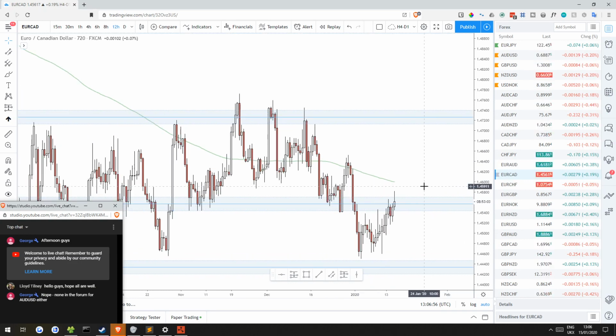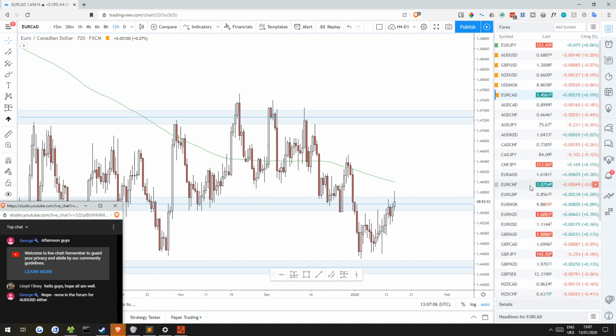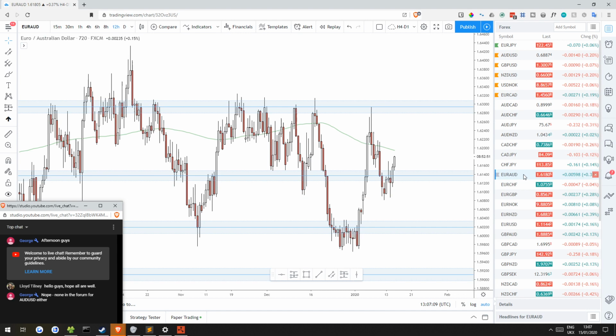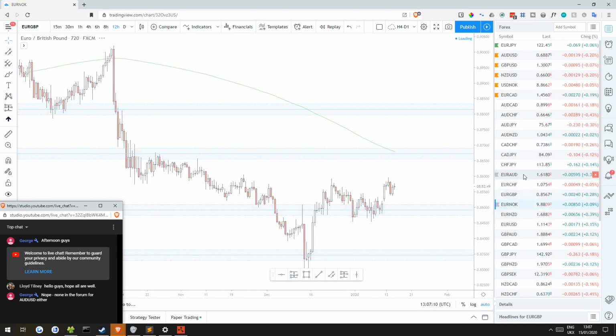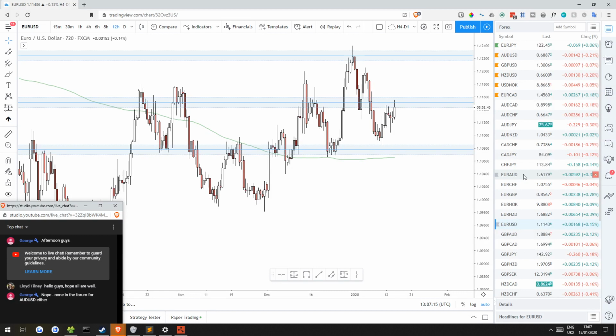EURJPY is, I guess, somewhat interesting. We talked about this yesterday too. I'm going to mark this as orange. We'll come back to it when I do the wrap up, and I'll explain what I'm thinking with that one. But it looks like a good potential short. Well, good is stretching it, stretching the truth.